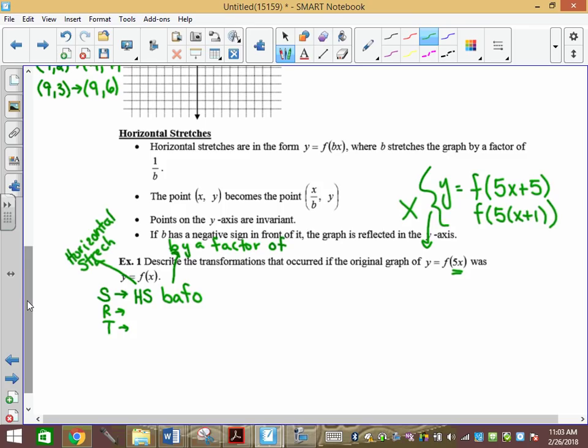By a factor of. It's a 5 beside the x. So we actually say by a factor of what? 1/5. About the y-axis, just like the reflection would have been about the y-axis. Now mapping, you do as you say. What number did we say? 1/5. So what are we going to multiply by? 1/5. We just do as we say. Okay?